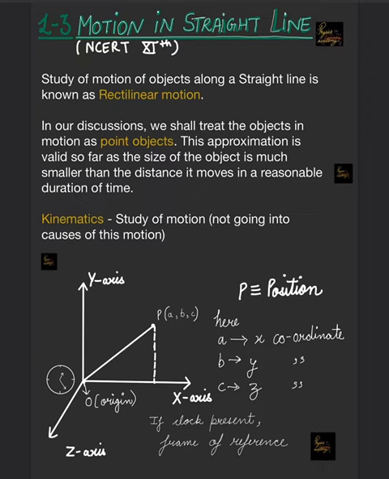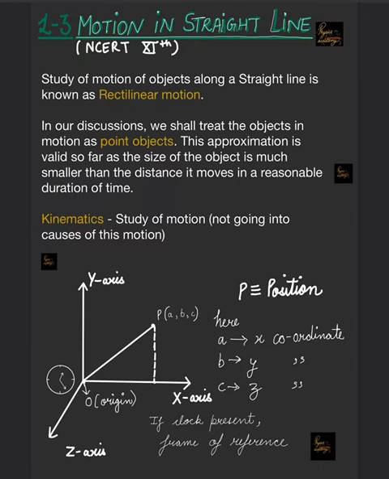Firstly, the first point in the introduction of the chapter itself is rectilinear motion. What exactly is rectilinear motion? Study of motions of objects along a straight line is known as rectilinear motion. कि किसी भी ऑब्जेक्ट अगर स्ट्रेट लाइन में मूव कर रही है तो उसकी स्टडी करेंगे, तो दैट इज रेक्टिलिनियर मोशन. अब रेक्टिलिनियर मोशन इज अ सब टॉपिक अंडर काइनेमैटिक्स.